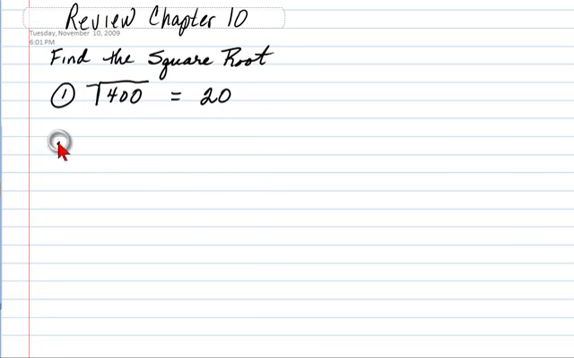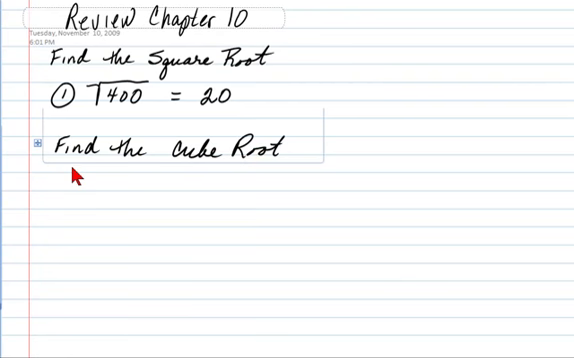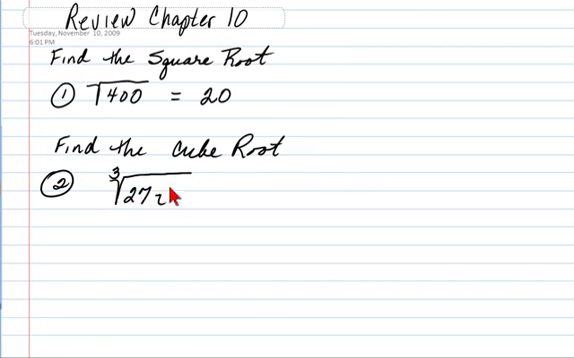Problem number 2 asks you to find the cube root. This will also be a perfect cube, and you can use your slip of paper or your calculator if you know how to do cube roots on it. There will also be a variable in this problem. So finding the cube root of 27x to the 6th.